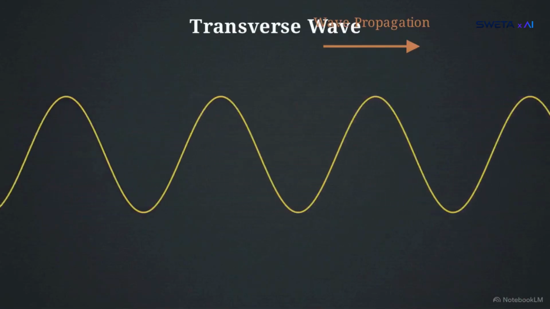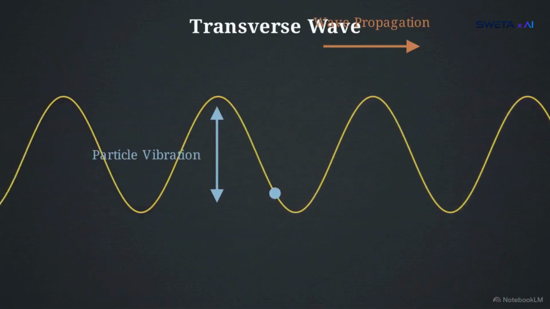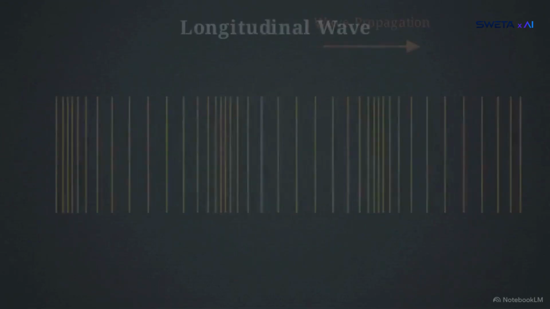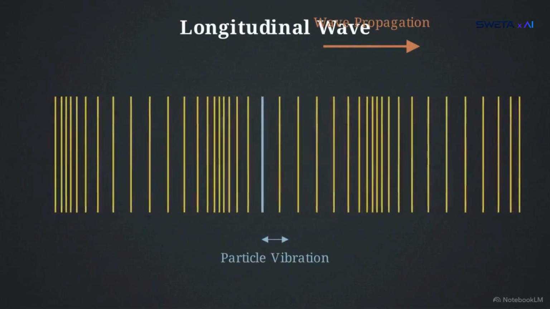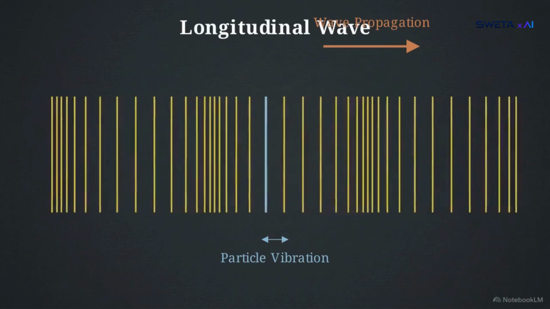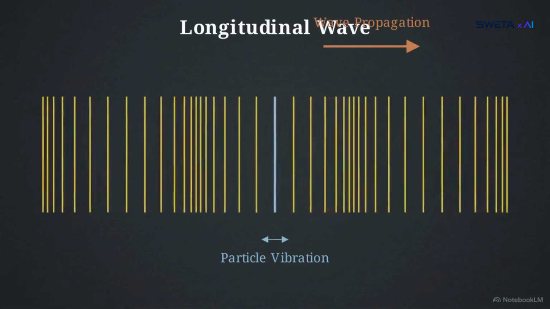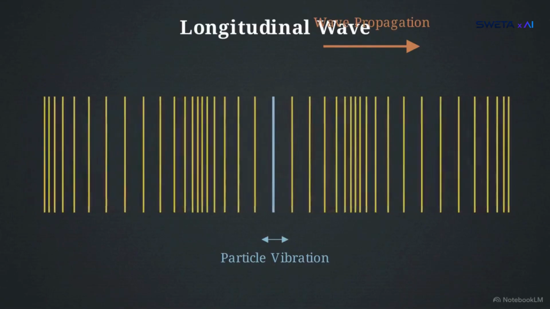The first is a transverse wave, where particle vibration is perpendicular to the direction the wave travels, creating alternating crests and troughs. The second is a longitudinal wave. In this case, particle vibration runs parallel to the wave's propagation. Instead of crests and troughs, this motion creates alternating zones of compression and rarefaction within the medium itself.